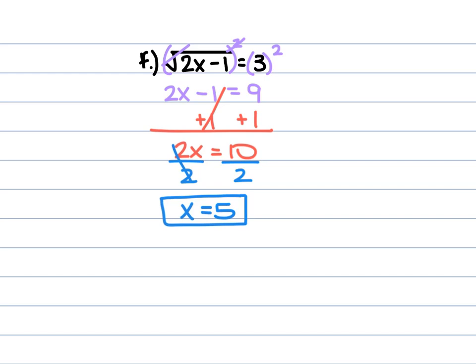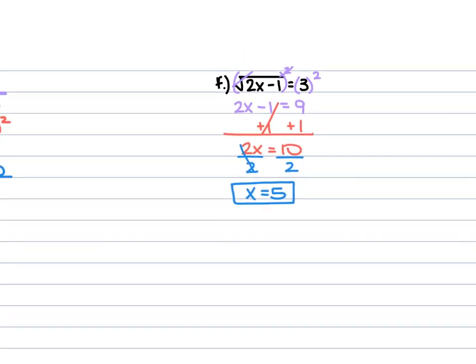If you plug that in, you have 2 times 5, which is 10. 10 minus 1 is 9, so the square root of 9 is 3. 3 is equal to 3.